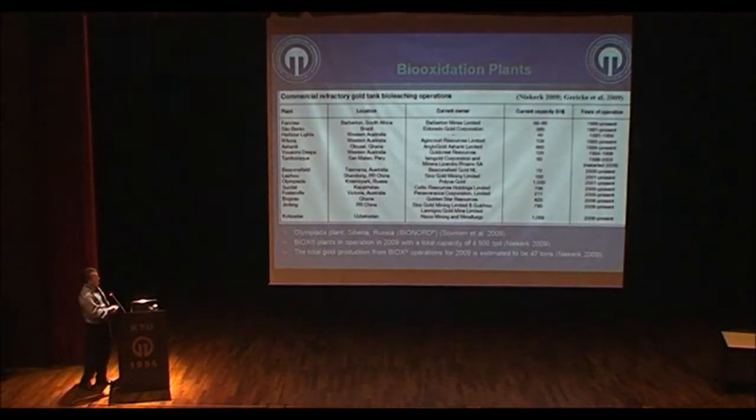When we look at the plants, there are more than 10 plants currently operating around the world. Not in the list, there is the Olympiada plant in Siberia, Russia, using their technology, the Bioox process. And there are also other processes as well. Biooxidation plants in operation in 2009 had a total capacity of 4,500 tons per day, and the gold production from biooxidation operations for 2009 is estimated to be around 47 tons of gold.